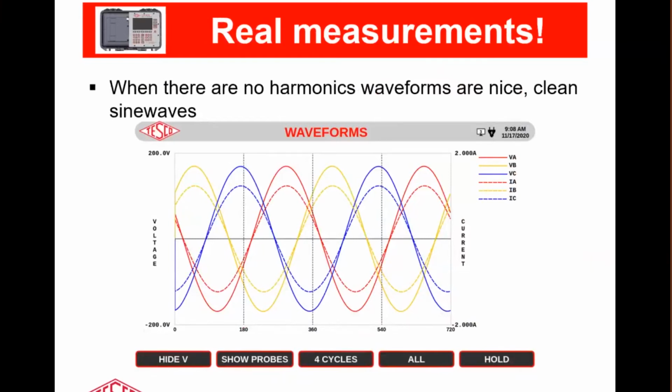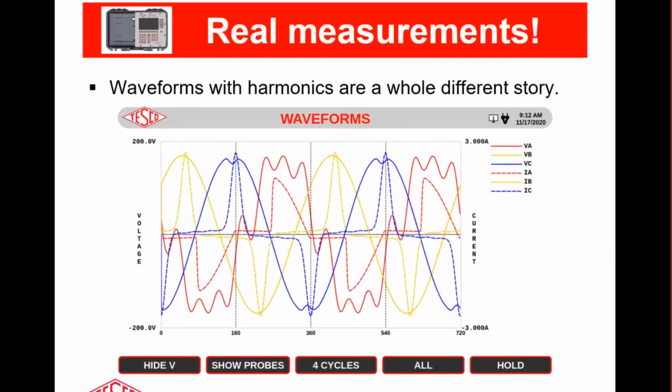So here's a screen. It shows three phases. We've got nice sinusoidal waveforms for the voltage and the current. And that's the ideal situation that we really seldom encounter.